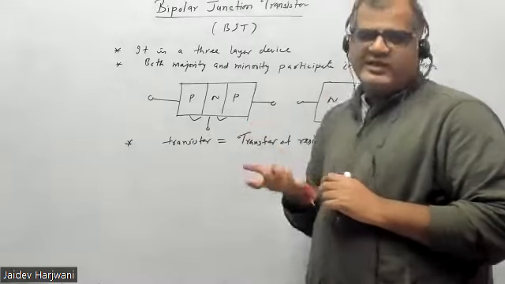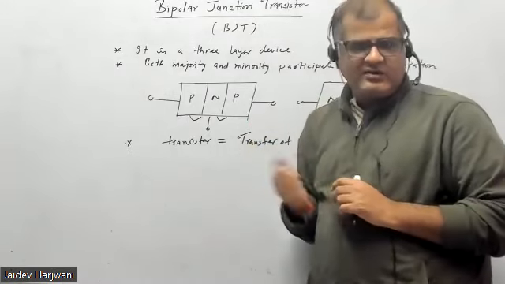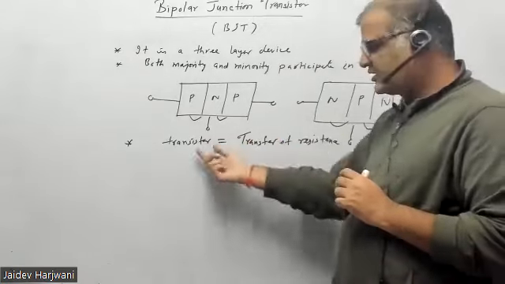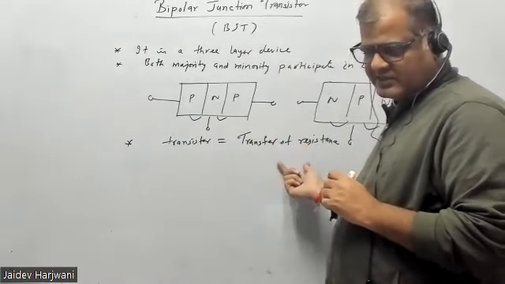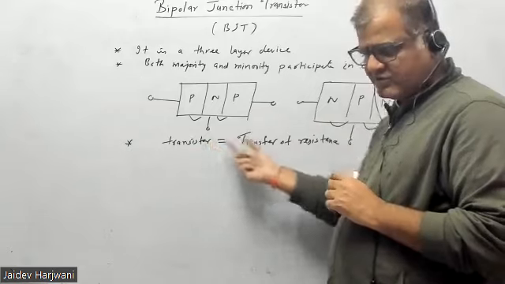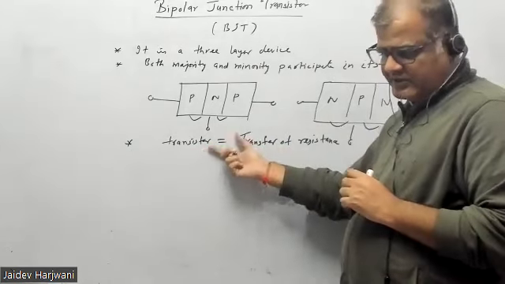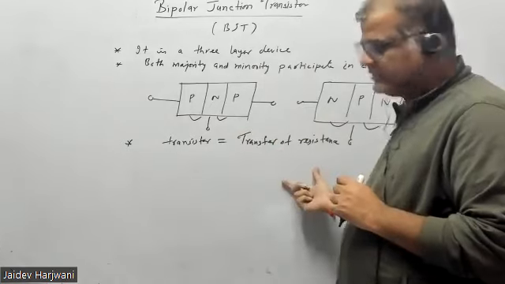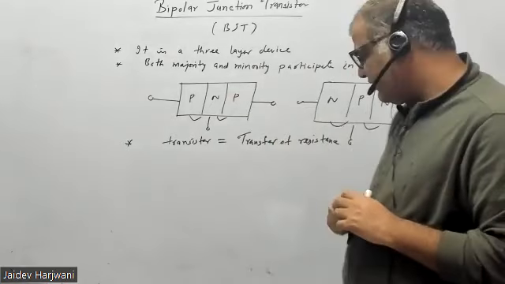That means there is a voltage gain, because voltage is I into R. There is a transfer of resistance, low resistance to high resistance. Current is moving from low resistance to high resistance. So there is a voltage gain, there is a power gain. That's why a transistor is used as an amplifier.